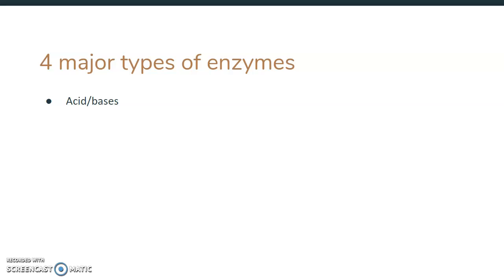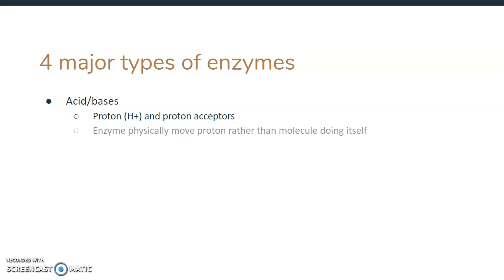So there are 4 types of enzymes. I do not want you to know this, but I thought I would introduce it to you. Our first type is our acid or base enzymes. An acid is a proton donor and a base is a proton acceptor. What that means is our enzymes will physically move our protons from one part of the molecule, from the acidic side of the molecule to the basic side of the molecule.